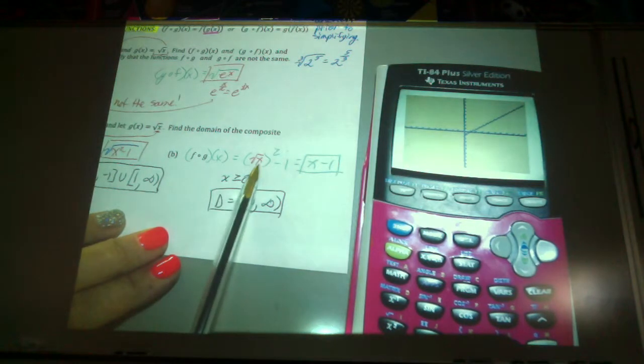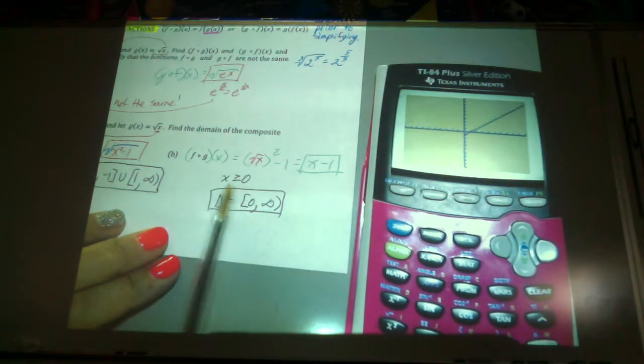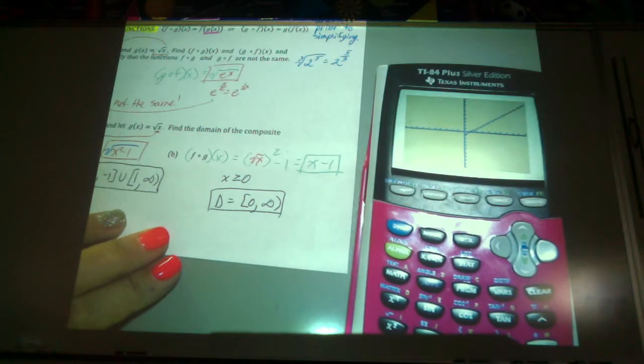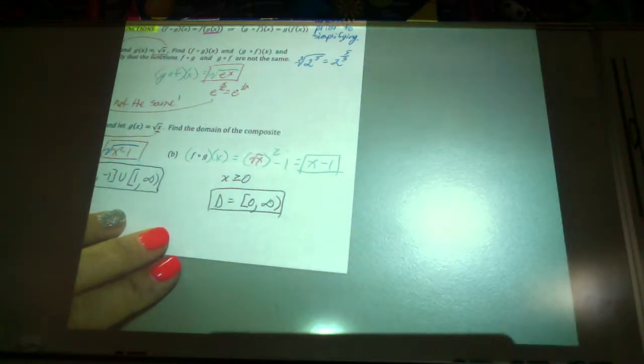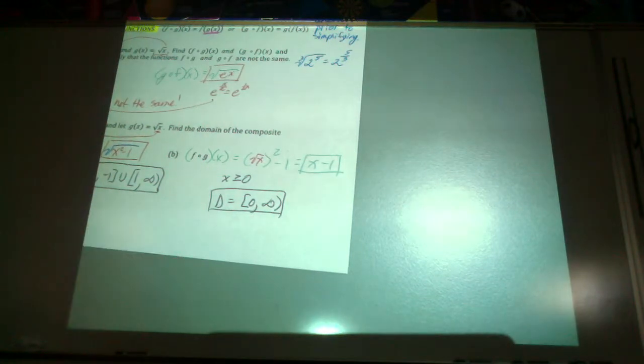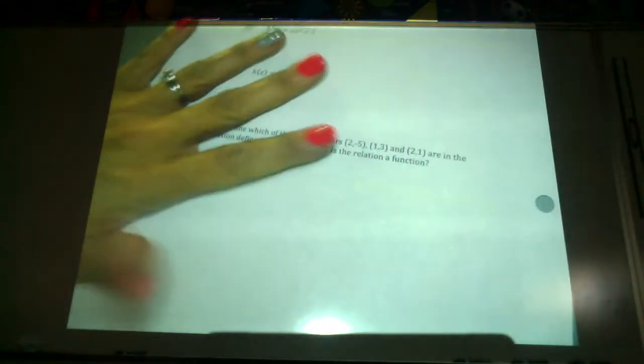If this had been an x plus 1 underneath here, I'd set x plus 1 greater than or equal to 0. Yeah, it's the same thing that we did in example 1e, right? You had to look at the original equation to get that restriction. Okay, last two problems.